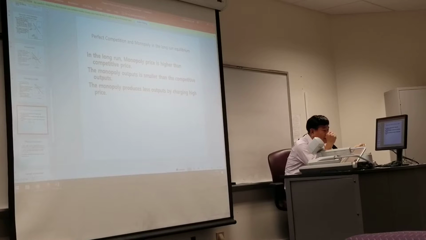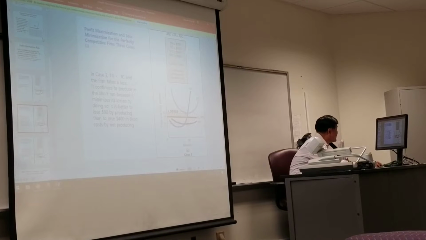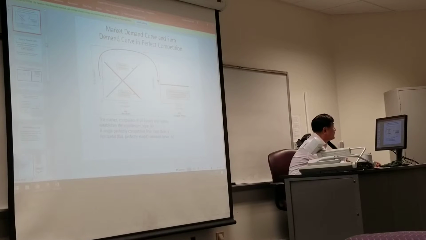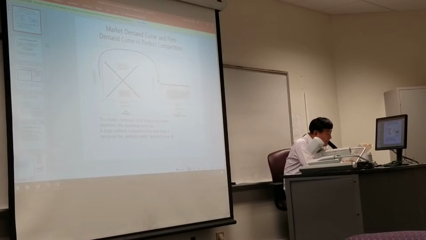Then once again, perfect competition. This question is asking about the perfect competition individual demand curve. What kind of shape? Is it perfectly elastic or down sloping? Perfectly elastic. Okay.